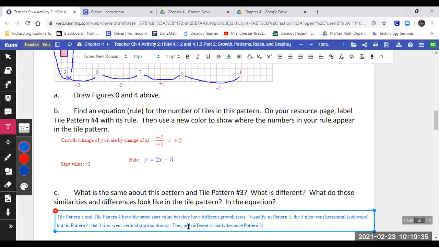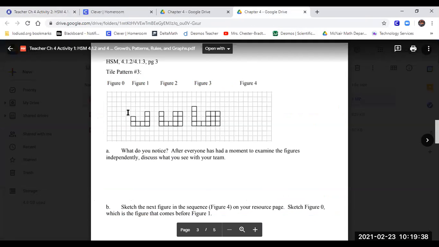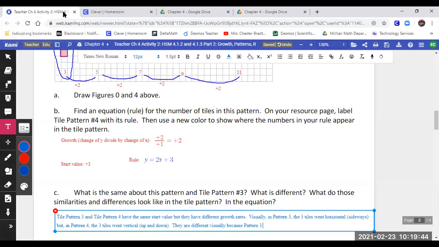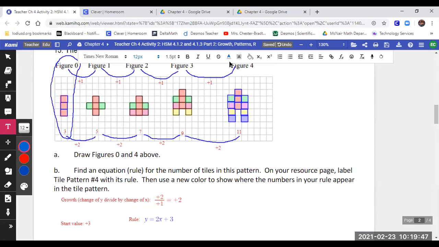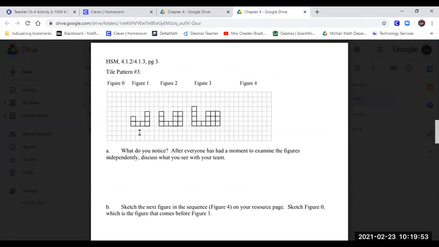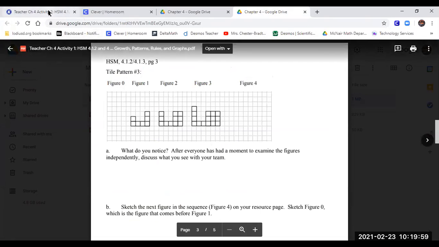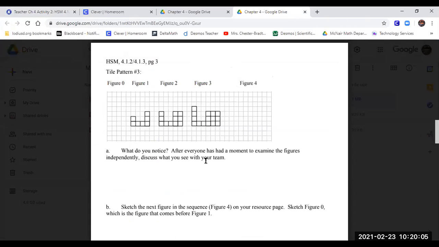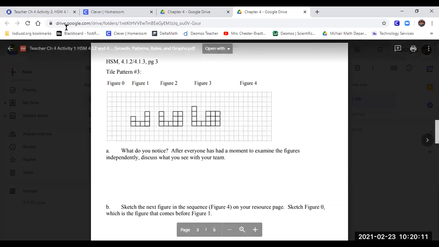What did they do differently? How did they do something different with this pattern 3 that started with 3 and this pattern 4 that started with 3? What did they visually do to pattern 3 that was different than pattern 4? It has to do with growth, yes, but you need to be specific about the situation. What did they do differently from pattern 3 to pattern 4?